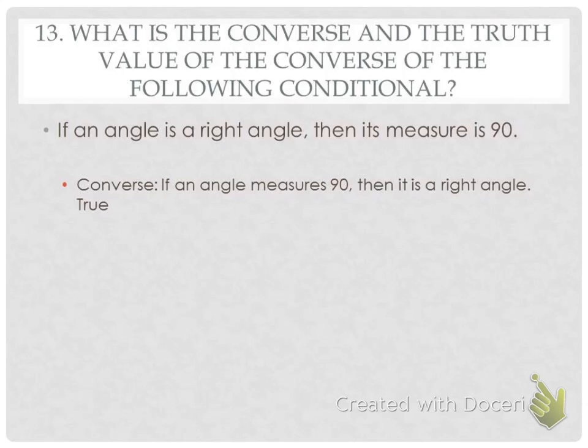Number 13, what is the converse and the truth value of the converse of the following conditional? If an angle is a right angle, then its measure is 90. Our converse, flip the order. If an angle measures 90, then it is a right angle. This is true.